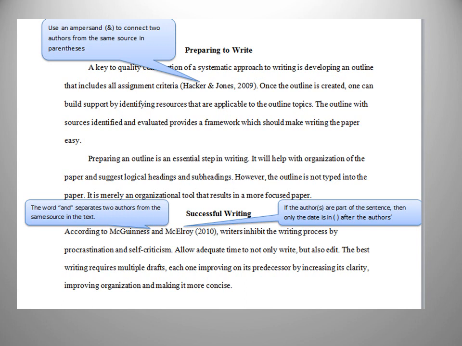Now the second sample down here, the McInnes and McElroy, this is an article with two authors, but I'm putting it in the body of my work. It's not going to be at the end. It's just part of the flow of the sentence.